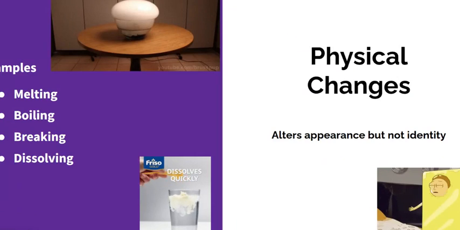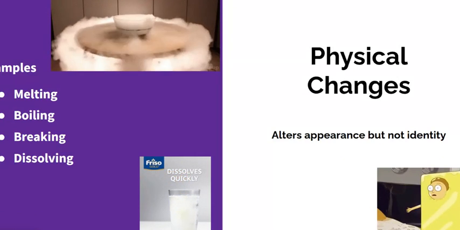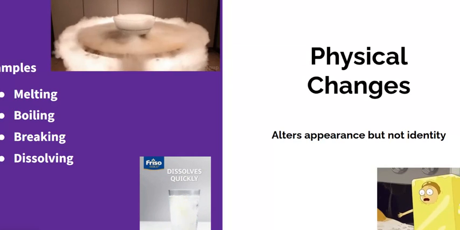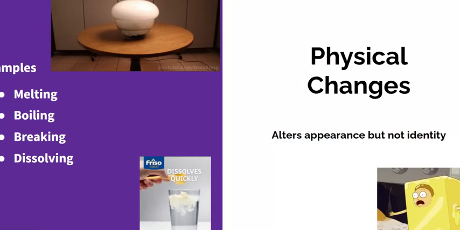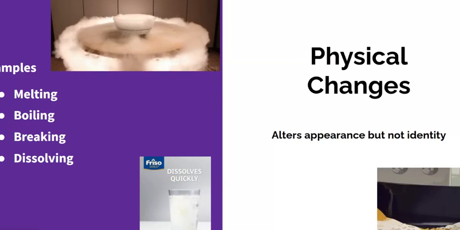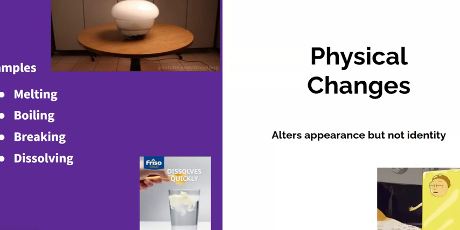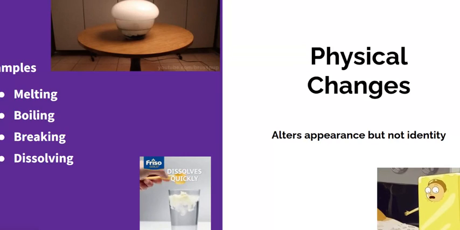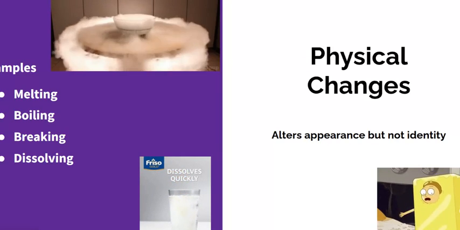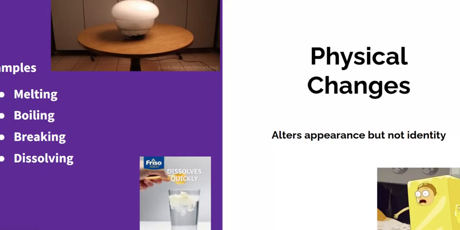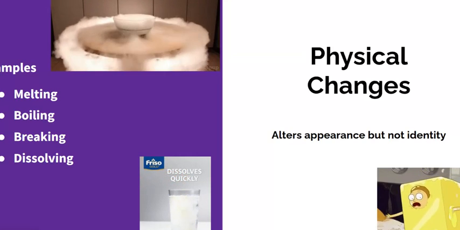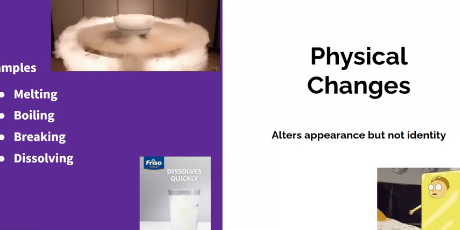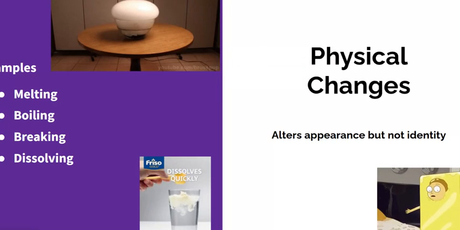So let's look a little bit closer at physical changes. Some examples: melting, boiling, breaking, dissolving. These physical changes change the appearance of the substance, but don't change it into something else. For example, think about water. Water changes from solid ice to liquid water to water vapor. In all of those forms, the substance is still H2O, water. The substance hasn't changed.